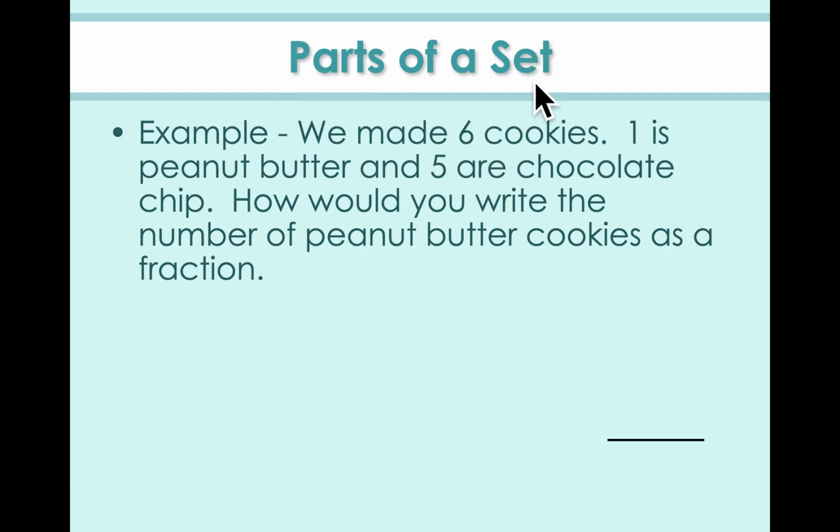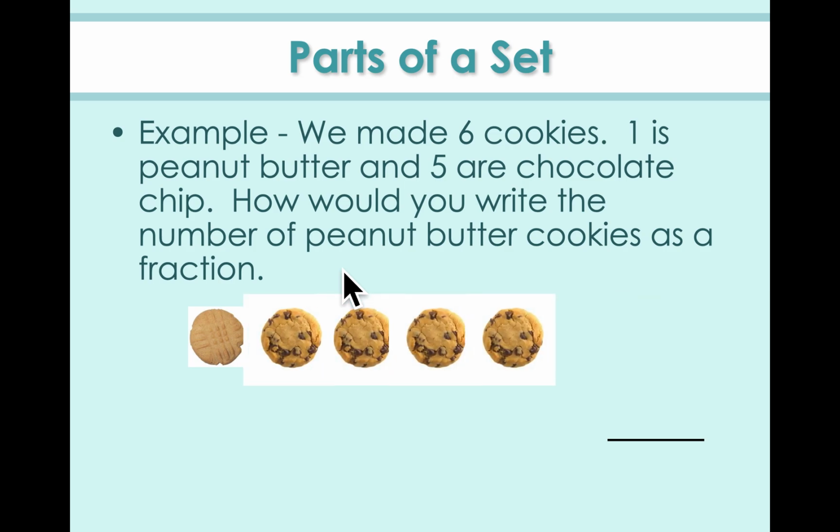Okay, so let's look at an example for parts of a set. Let's try to answer a question together to see if we understand how to do fractions as parts of a set. So for example, we made 6 cookies. 1 is peanut butter and 5 are chocolate chip. How would you write the number of peanut butter cookies as a fraction? So first of all, I need to see my cookies in front of me. Okay, so there's 1 peanut butter cookie and 5 chocolate chip. All together, we have 6. And the question is asking me, how would you write the number of peanut butter cookies as a fraction?